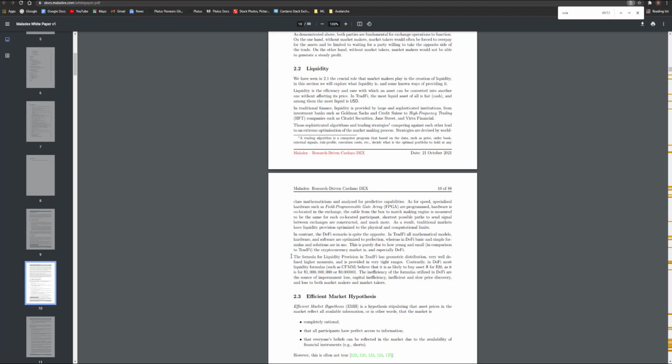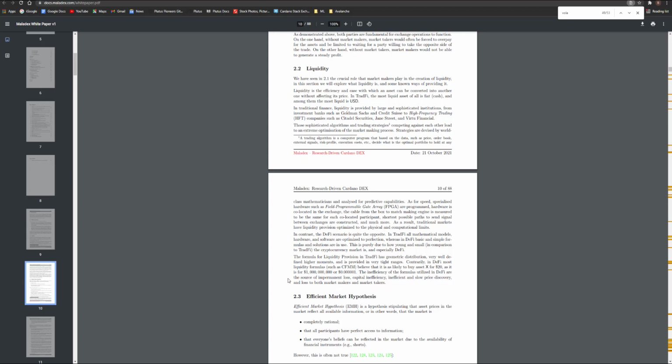This paragraph here is quite important. The formula for liquidity provision in traditional finance has geometric distribution, very well defined higher moments, and is provided in very tight ranges. Contrarily, in DeFi, most liquidity formulas, such as CFMM, which we'll look at later, believe that it is just as likely to buy asset X for $20 as it is for 1,000, 1 million, or 0.0001. The inefficiency of the formulas utilized in DeFi are the source of impermanent loss, capital inefficiency, inefficient and slow price discovery, and loss to both market makers and market takers.